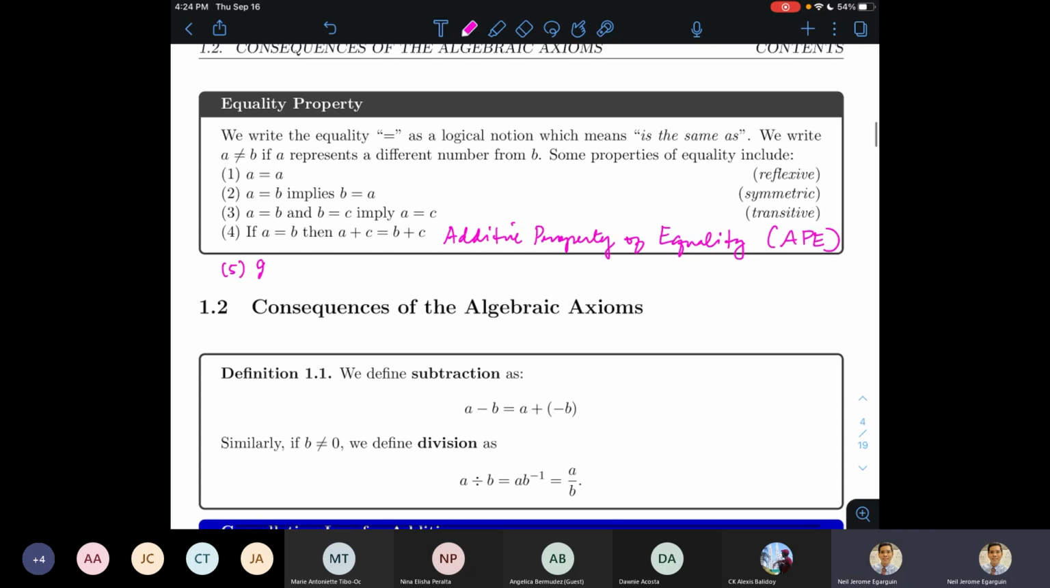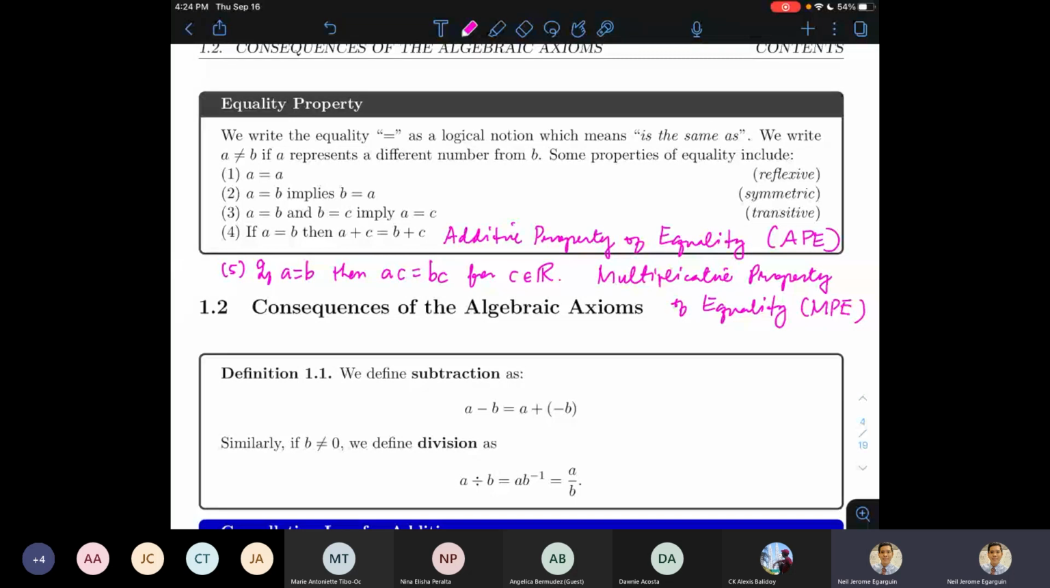Property 5. If A is equal to B, then AC is equal to BC for any C in R. And this is the multiplicative property of equality. Hindi ko maalala kung pinrove to sa baba. So kung pinrove siya sa baba, tanggalin na lang natin. Pero for now, it might be useful if it is not proven below. So let's state that for right now.